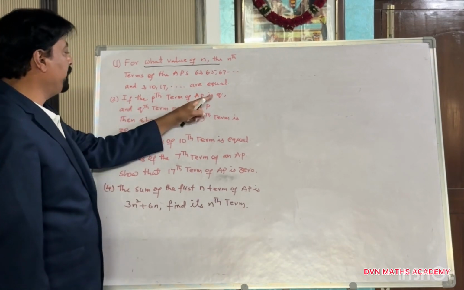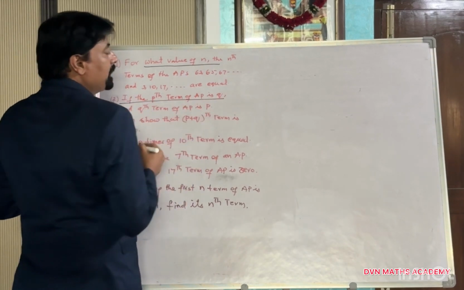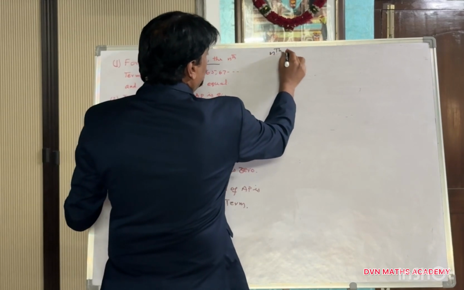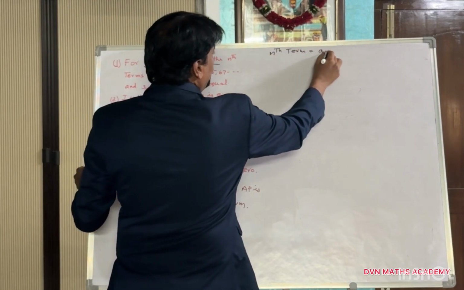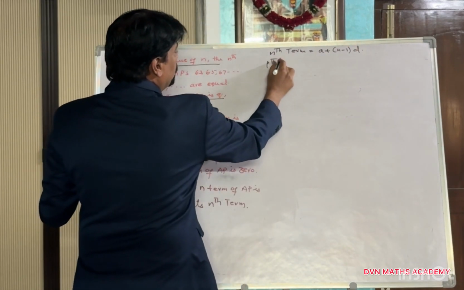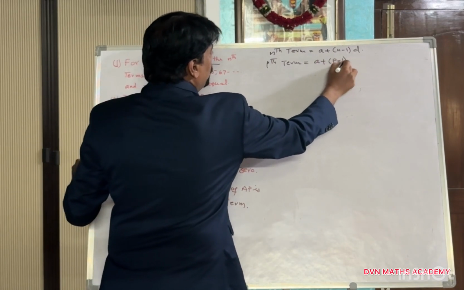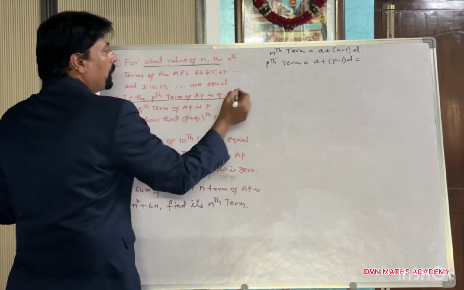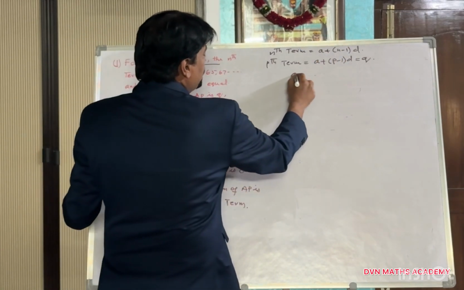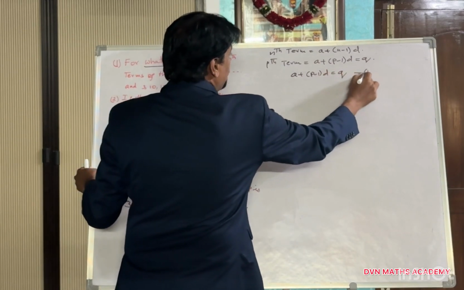If the pth term of an AP is q, according to the first statement, the pth term of an AP is q. Pth term means nth term. The nth term is a plus n minus 1 into d. The pth term is equal to a plus p minus 1 into d, and this is given as q. So a plus p minus 1 into d is equal to q. This is my first equation.